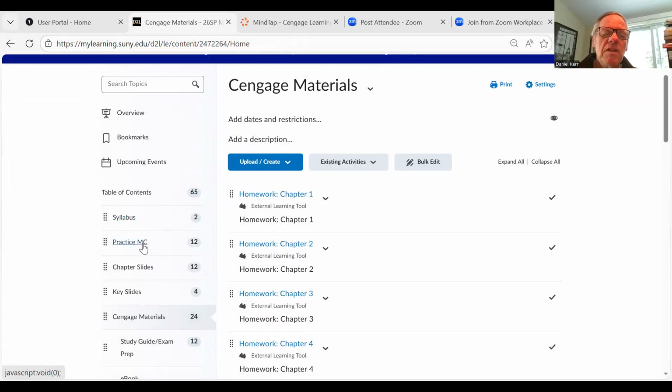So I want to remind you that there are practice multiple choice questions here. You can click on here and do the practice multiple choice questions for chapter 1, chapter 2, chapter 3, chapter 4. Those are the chapters that are on the first exam. I've added a new segment here called key slides. For each chapter, I pulled out the most important slides, and those slides will be especially helpful to you on the take-home part of the exam.